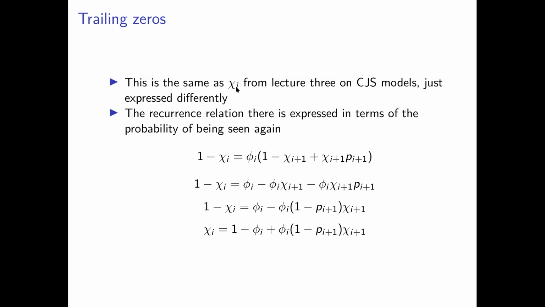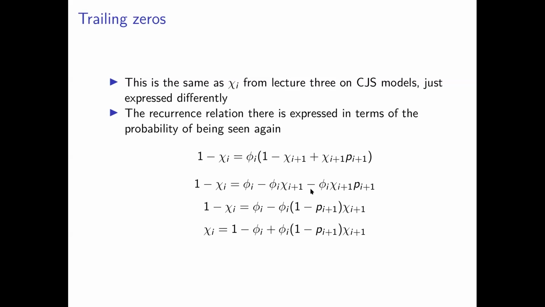And this is actually the same as the chi sub i from lecture 3 on CJS models. We're just expressing it a little differently. So the recurrence relation in lecture 3 was expressed in terms of the probability of being seen again, whereas we're expressing it in terms of not being seen again. So it's just 1 minus the probability of not being seen again. And this is the expression that was given in lecture 3.